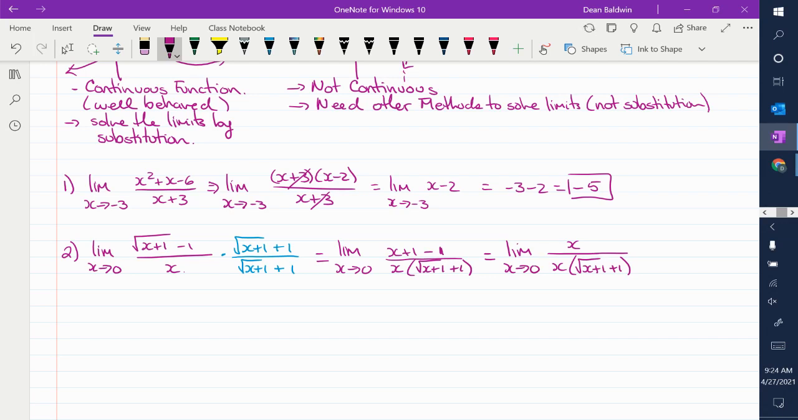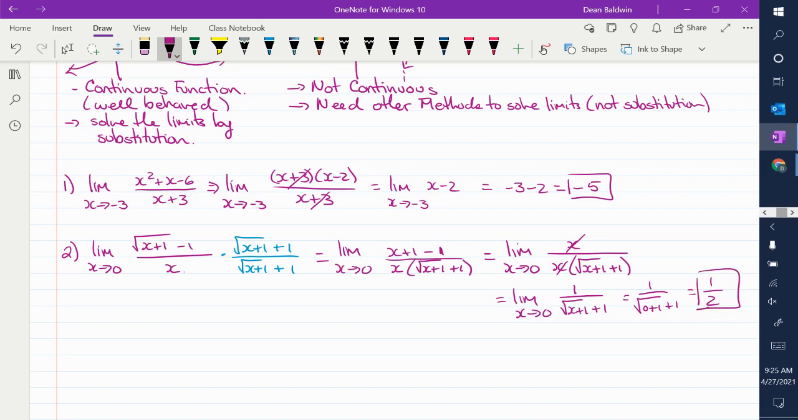So what happens to the x's? They go away, which means we've removed our discontinuity. If you cancel everything up top, there's a 1 left over. So now you have this. Can I put 0 into this? You can. So you get 1 over, which is just 1/2.